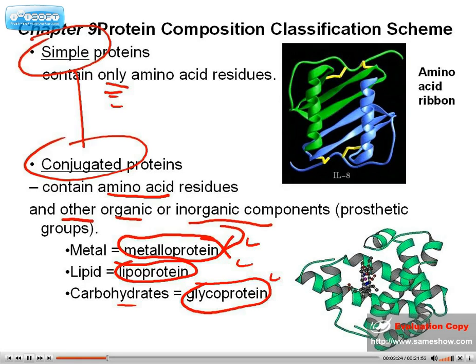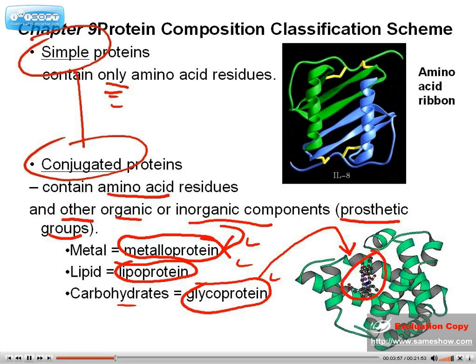The metal, lipid, or carbohydrate component, oftentimes we refer to these as prosthetic groups. So just as a person who has prosthetic fingers helps the disabled person pick up items, the metal, lipid, or carbohydrate prosthetically helps enzymes to be able to catalyze properly. So we call those prosthetic groups.